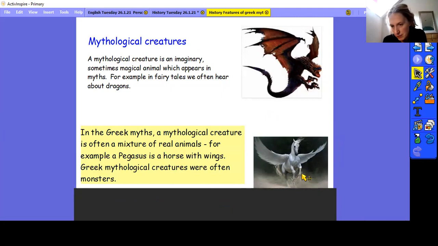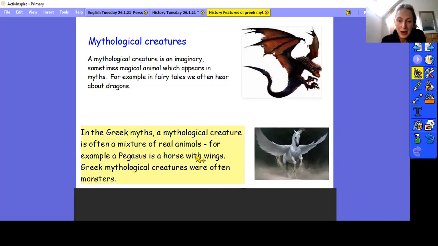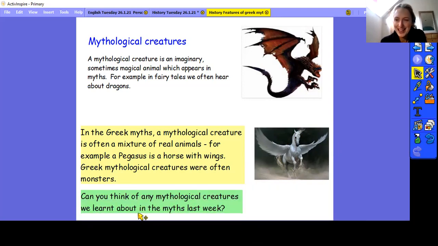In the Greek myths, a mythological creature is often a mixture of real animals. So, for example, I don't know if you remember us talking about the Pegasus, and the Pegasus was a horse with wings. So it's got some features which is a real animal, a horse, and obviously birds, real birds have wings, and they're kind of stuck together in this imaginary animal. But as well as being different bits of different animals, Greek mythological creatures were often monsters as well. So often quite not very nice creatures, a bit evil. So think back to those stories we read last week, and can you have a think about any mythological creatures that we met in our stories last week in our myths?